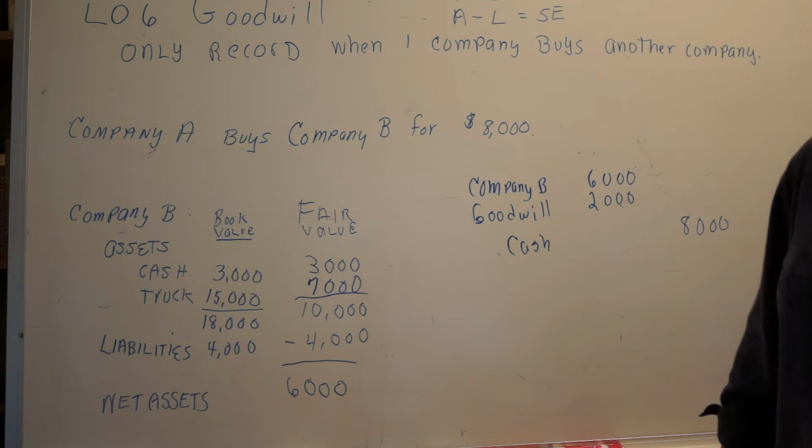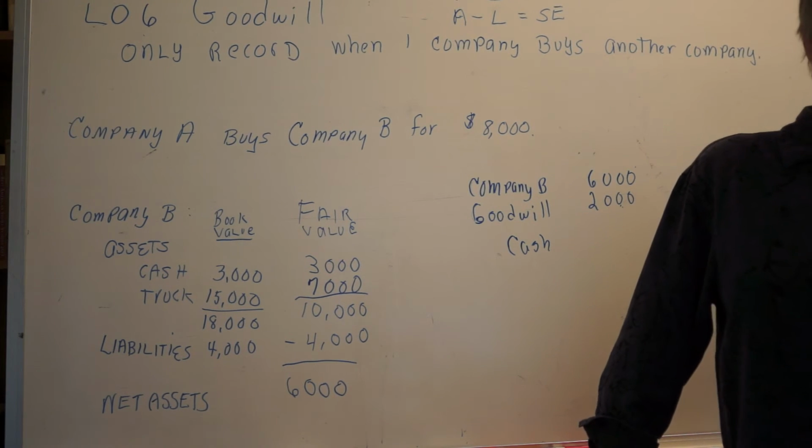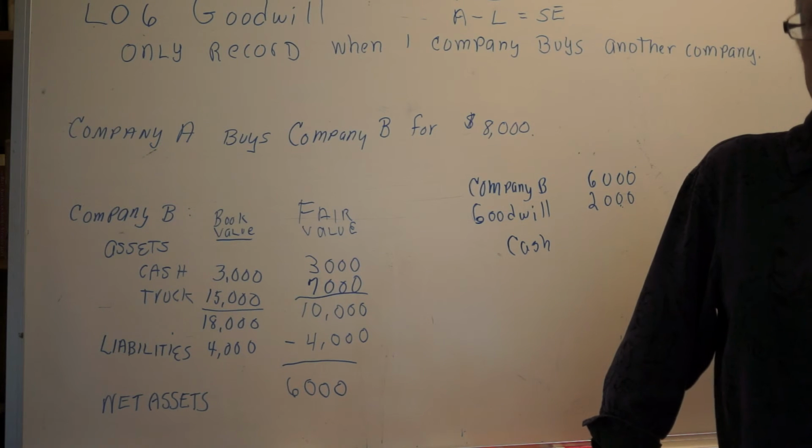when they purchased it. Goodwill has an indefinite life, so it's not amortized. It does get evaluated each year to see if it still has maintained its value.